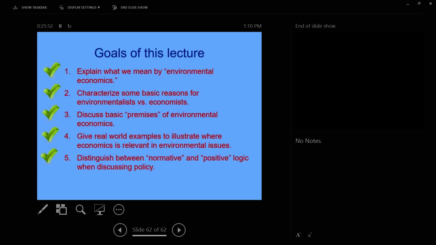So let's wrap up. The goals of this lecture: one, explain what we mean by environmental economics. Hopefully now you understand the idea of environmental economics. Two, we have characterized some of the basic reasons for environmentalists versus economists. Hopefully you see that working together we can get a lot done, but we have different ways of thinking about things. We've also got to be able to talk to each other, so we need to have some common language. Three, we have discussed the basic premises of environmental economics, so you need to be familiar with those. Four, I've given you lots of real-world examples to illustrate where economics is relevant and can be applied to environmental issues.